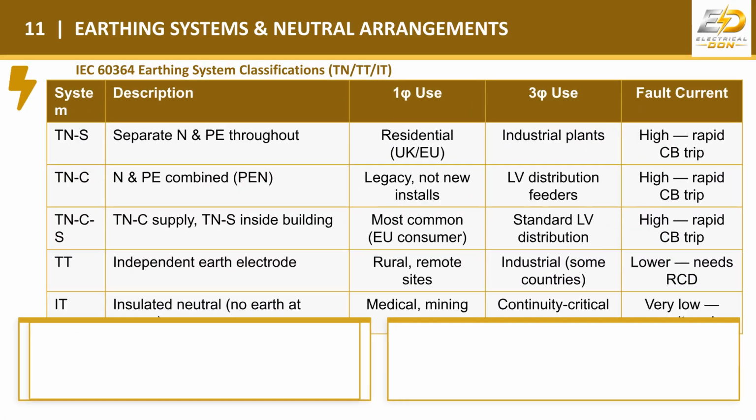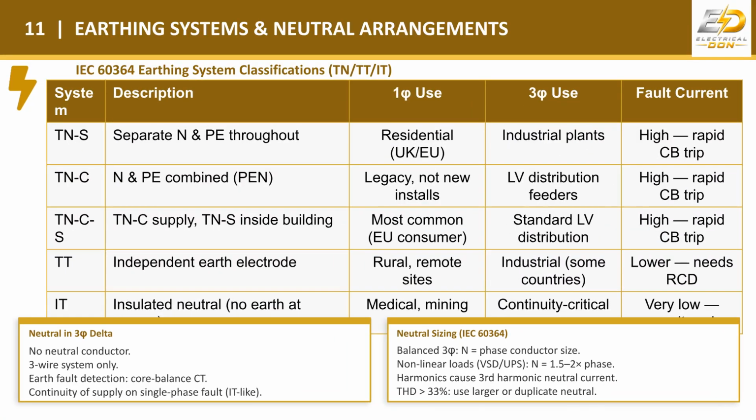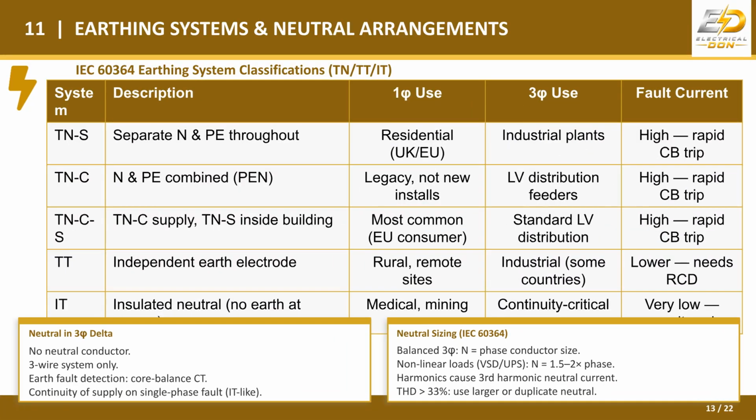Earthing systems are classified by IEC 60364 as TN, TT, or IT, each defining the connection of the neutral and protective earth conductors. Proper neutral conductor sizing is crucial, especially in three-phase systems with non-linear loads.